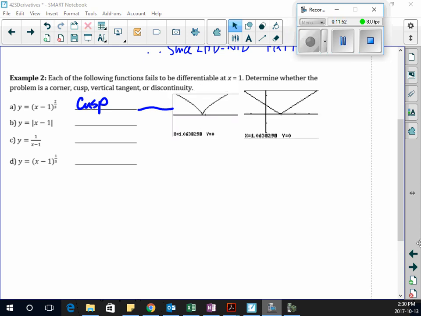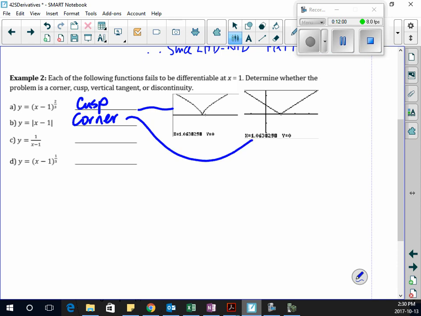Okay, so does everybody see ABS on the calculator? You zoom in, you'll see it's a corner. Corner. Okay, so let's punch this in. This is all practice in punching it in your calculator. As a power, I have to use brackets. So anyways, what is this? A corner, a cusp, a vertical tangent, or a discontinuity?